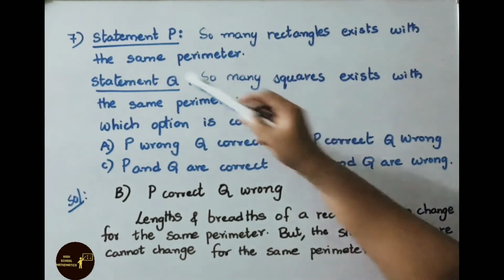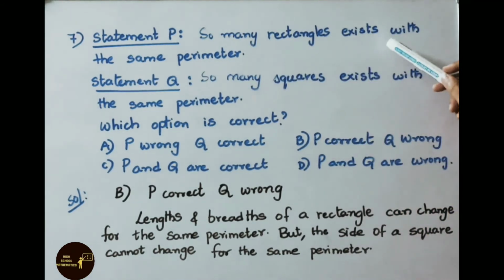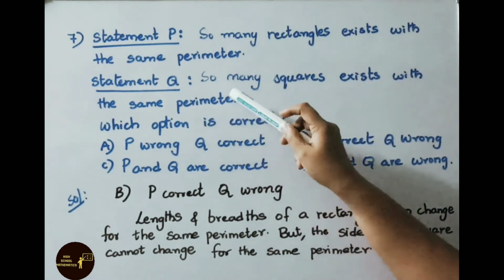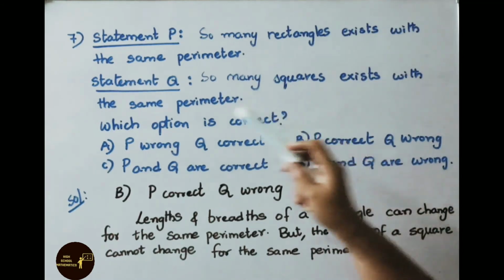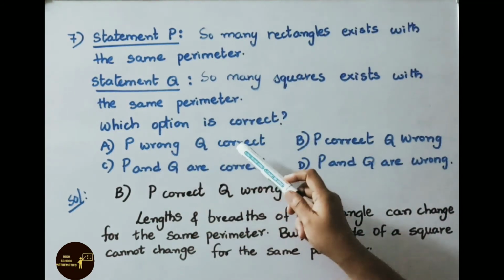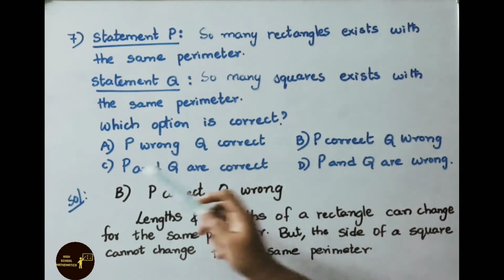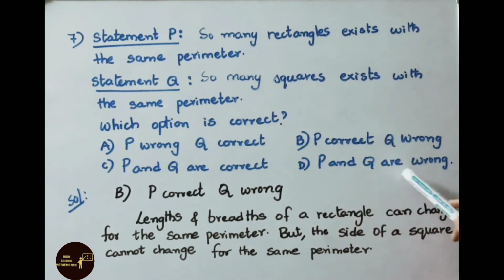See now question number 7. Statement P: many rectangles exist with the same perimeter. Statement Q: many squares exist with the same perimeter. Which option is correct? Option A, P wrong, Q correct. Option B, P correct, Q wrong. Option C, P and Q are correct. Option D, P and Q are wrong. Let us see the solution.